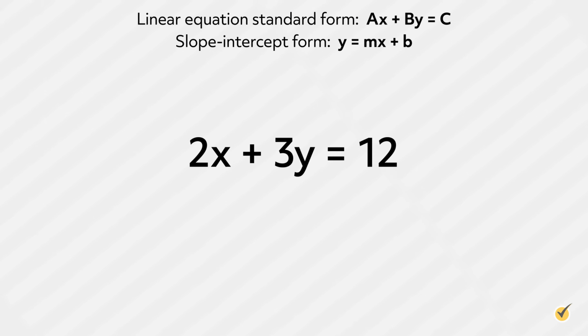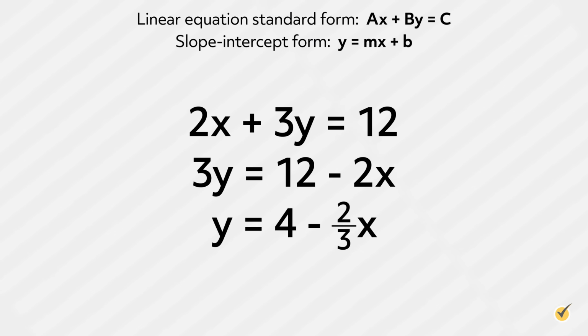Sometimes you will be asked to rearrange an equation from one form to another. Here's an example. 2x plus 3y equals 12. Remember, the standard form of a linear equation is ax plus by equals c, so this is currently in standard form. If we want to change it to slope-intercept form, we are going to need to rearrange it so that y is by itself on our left side. Our first step is to subtract 2x from both sides. 3y equals 12 minus 2x is what we have now. Then we're going to divide everything by 3, which gives us y equals 4 minus 2/3 x.